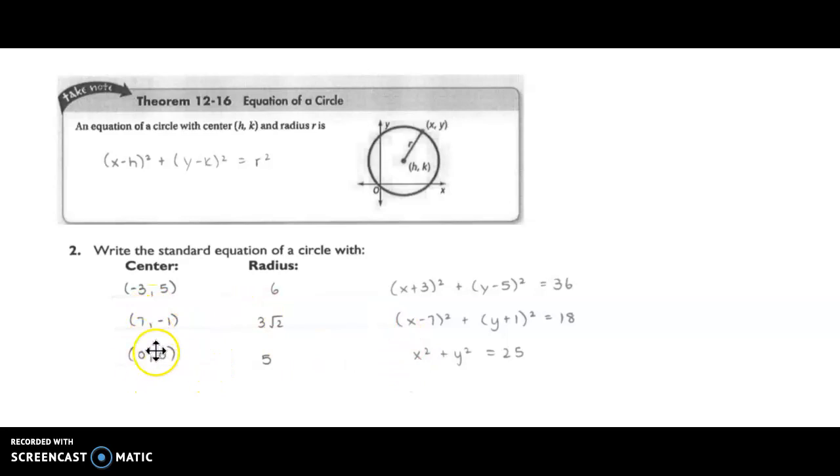Here's a couple more examples. If you have a 0 for the h or k, then it's just x squared or y squared. 3 root 2 squared comes out to 18 because 3 squared is 9, and the root 2 squared is 2, so 9 times 2 is 18. So you got to know this equation here.